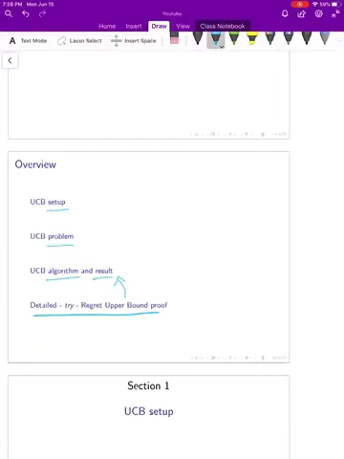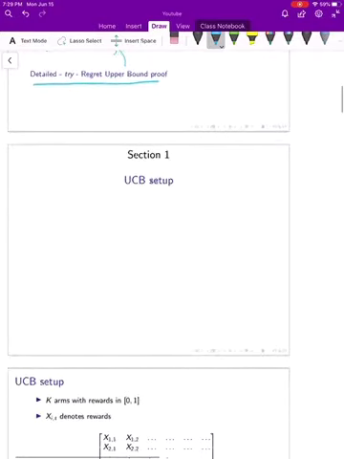Here UCB is expanded as upper confidence bound. The algorithm in this paper was coined as the UCB algorithm. Hence, I'll be using this short form a lot in this video as well. So with this, let's go into the setup.